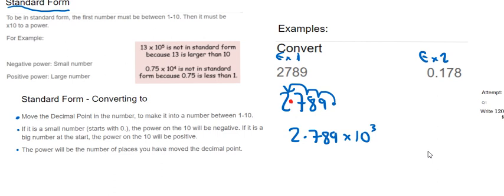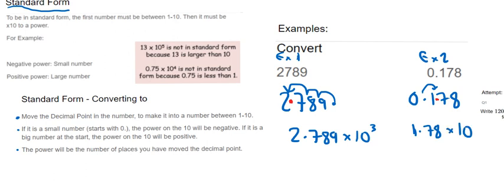Let's look at example 2 then. Again, it's not between 1 and 10 in this case, 0.178, because it's actually a little bit less than 1. If I move the decimal point there to make it into a number between 1 and 10, I have to move it in between the 1 and the 7. So it's only taking one jump this time. That makes it into 1.78, and then it has to be times 10 to some power.